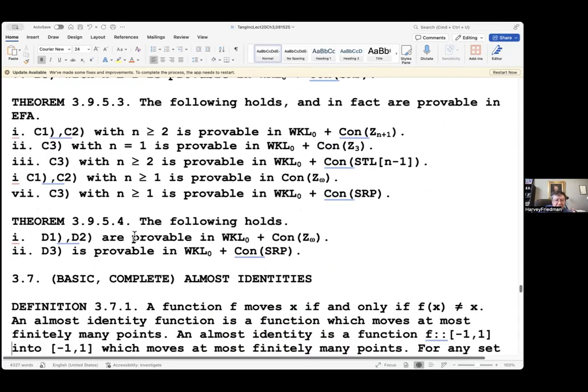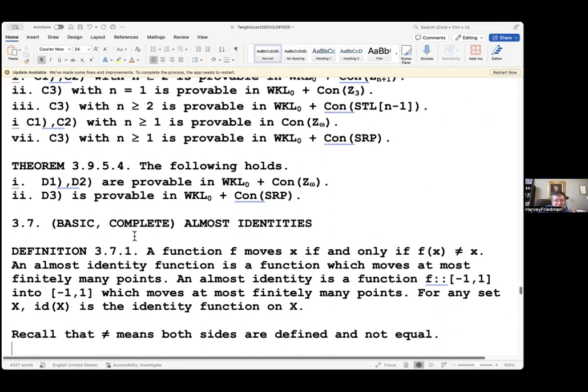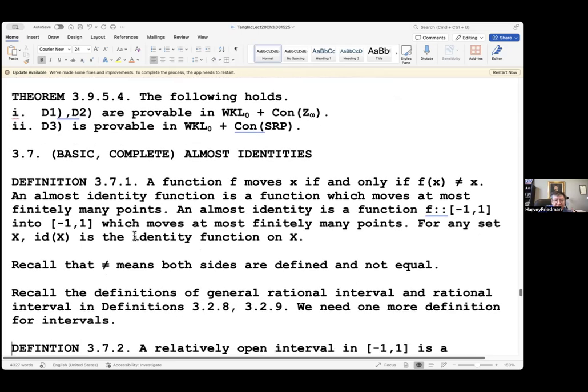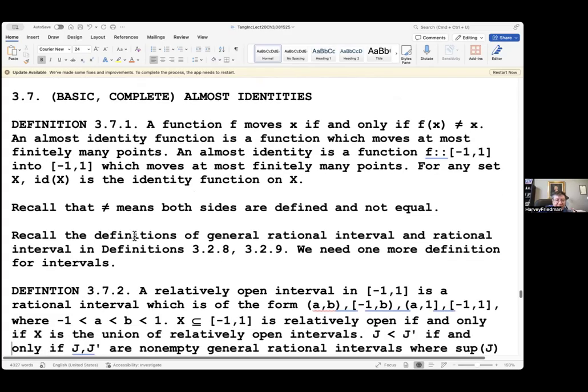All right. So I have a couple more minutes, a little more. I didn't think I would get to 3.7 very much, but I have a little bit. This is the rework section because we had an earlier form which had essentially no content. This is a lot of information about the almost identities. So an almost identity is a function which moves at most finitely many points.